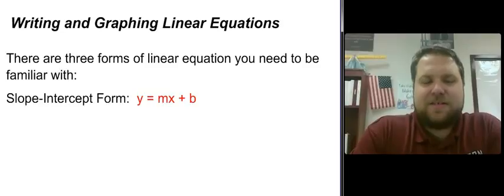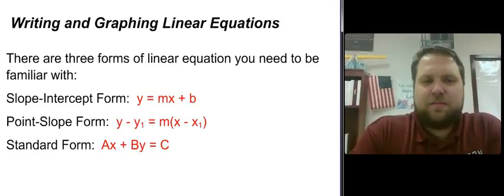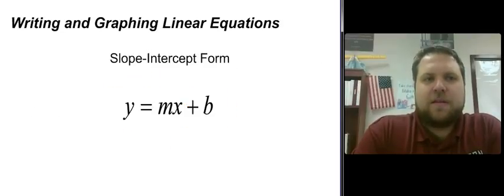Now, later on, we'll be looking at two different forms, point-slope form and standard form, but as for right now, I just need you to know in the back of your mind that they exist. And we're going to focus in this video exclusively on slope-intercept form. So slope-intercept form looks like this. y equals mx plus b.